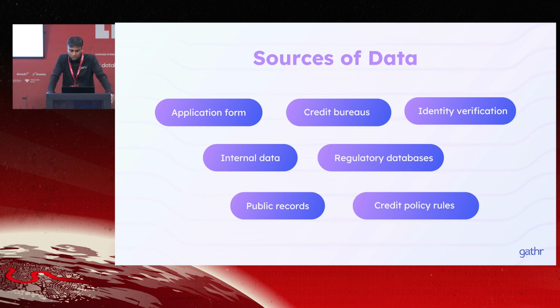Similarly, the public records to check if there are any judgments passed against the applicants and any liens or any bankruptcies that the applicant has filed. So this really reduced the risk on the bank's part. And finally, there are the institution's internal policies. So these were all the sources that we were typically referring to and processing the data from.